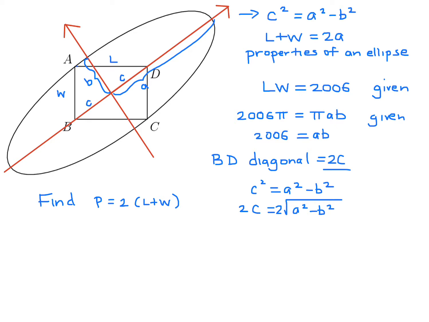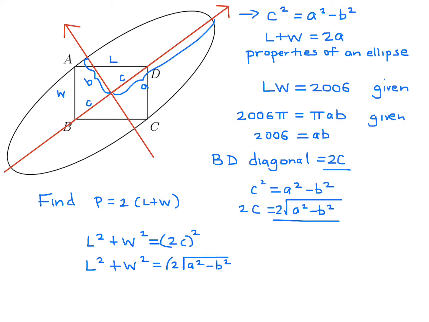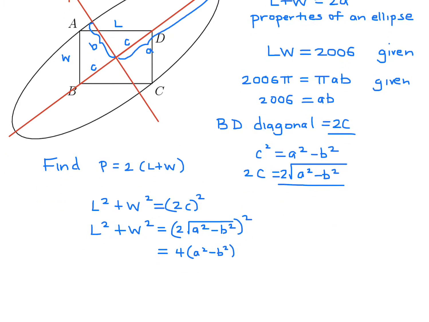Now, first let's look at this triangle right here, and that is of course giving us a Pythagorean relationship that L squared plus W squared is equal to 2C squared, entirely because of the Pythagorean theorem. So this means that L squared plus W squared is equal to this all squared, because that's equivalent to 2C. So 2 times the square root of a squared minus b squared, all squared, and that is equal to 4 times a squared minus b squared, like that.